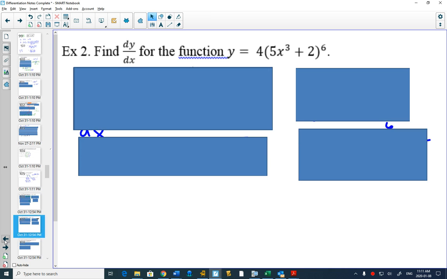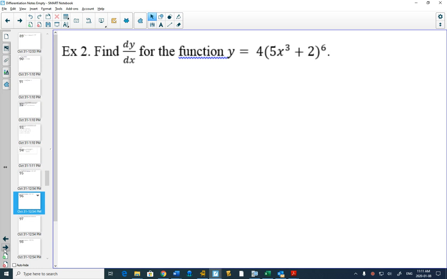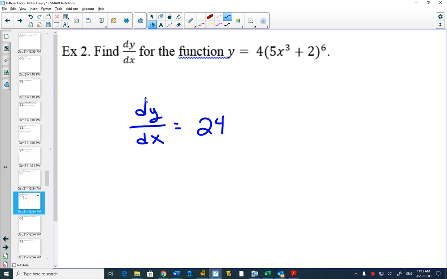Okay. So, looking at our second one. Find dy/dx. First of all, I recognize that 5x cubed plus 2 is inside something to the power of 6. So when I want to do my derivative, dy/dx, I want to do the outside function first, which is the power of 6. If you had a power of 6, what would you do with it? Bring the 6 out in front. Can you see that would give you a 24?